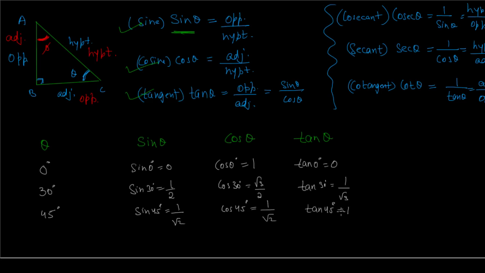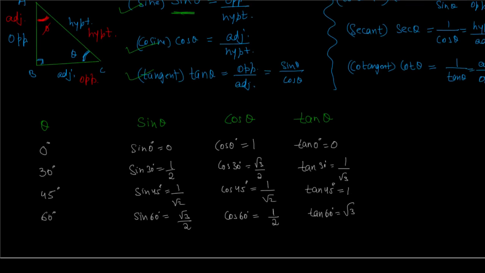Right now, just understand the values. That's what's important in this chapter, not the derivation of those values. Next is 60 degrees. Sine 60 is equal to root 3 by 2. Cos 60 is equal to 1 by 2. And tan 60 is equal to root 3.